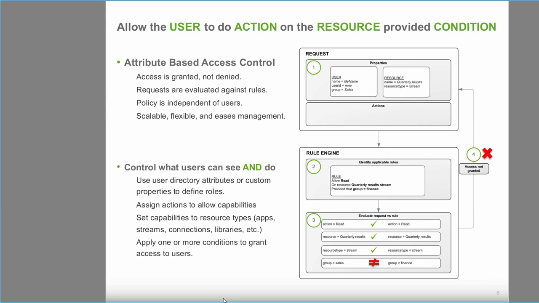So if you can control what users can see and do, the user attributes basically define roles. They assign actions to allow capabilities, and they set capabilities to resource types like we've talked about: apps, streams, connections, libraries, etc. And you can apply one or more of these conditions to grant access to users.